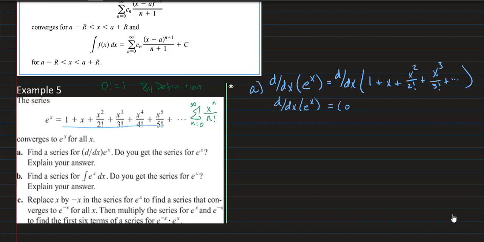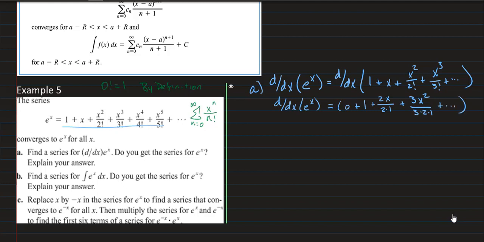The derivative of x is 1. The derivative of x squared divided by 2 factorial, well, that's going to be 2x over 2 factorial, and 2 factorial is just 2 times 1, isn't it? Plus for x cubed over 3 factorial, the derivative would be 3x squared. Bring the constant down front, subtract 1 from the exponent. 3 factorial is 3 times 2 times 1, and we'll let that go.